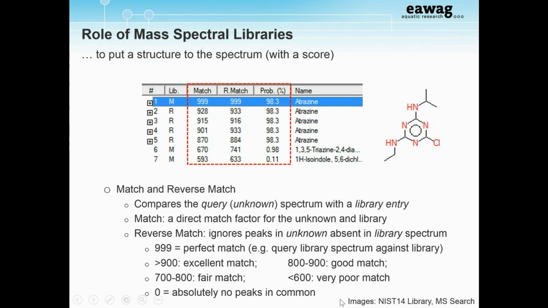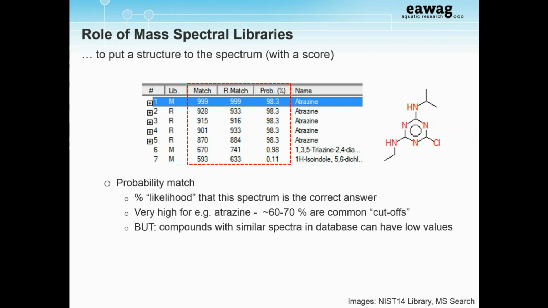NIST also lists their criteria for the score. So a score of 999 is a perfect match. You can see this top entry here, I just searched the library spectrum against itself. Above 900 is an excellent match. 800 to 900 is a good match. 700 to 800 fair. Below 600 is very poor. So if you're getting a score below 600 in your NIST library, you should be thinking about whether this is actually a good match at all or not. A match of 0 means you've got absolutely no peaks in common.